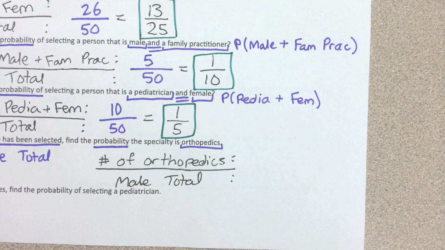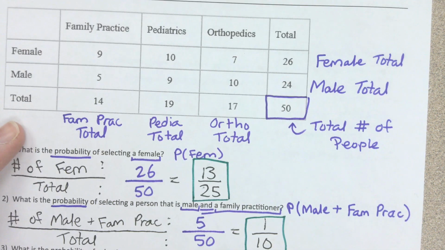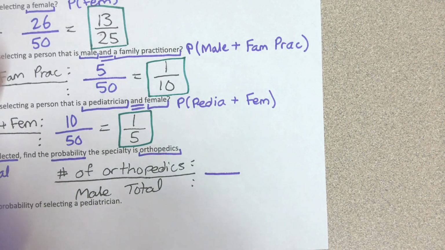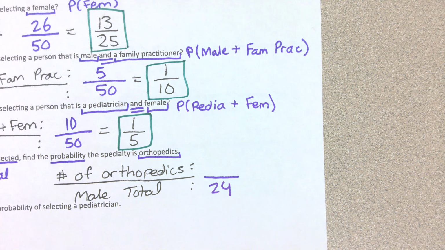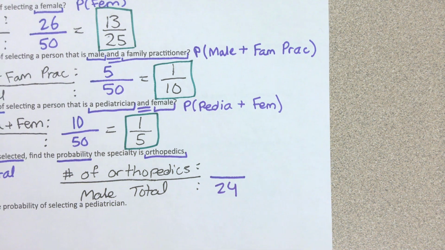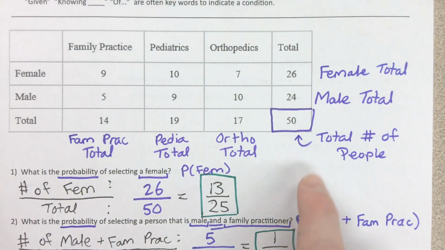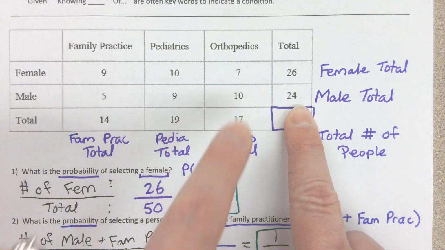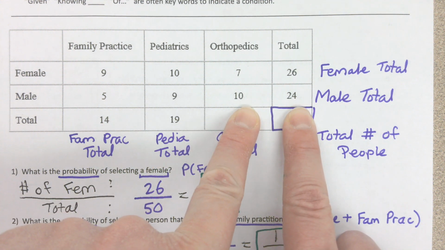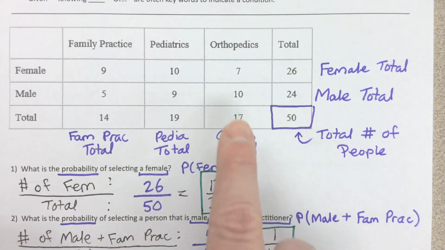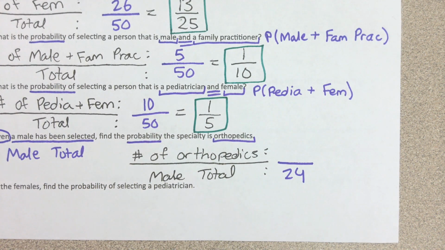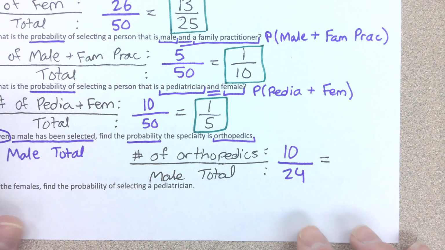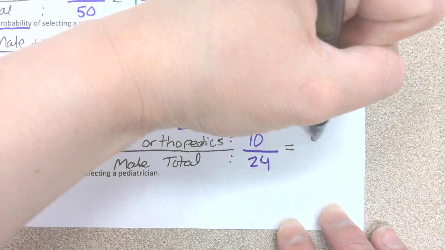Start with the total. The male total is 24. Since we're only looking at male, we only care about the center row of the chart. Of these 24 men here in the chart, how many are orthopedics? 10 of them fit into the orthopedics category. So 10 of the 24. Don't forget to simplify. That reduces to 5 over 12.